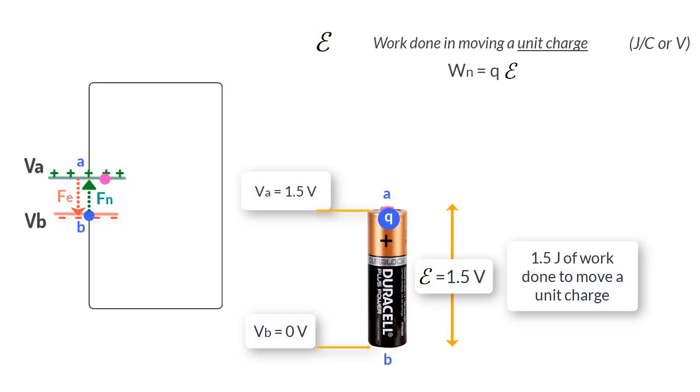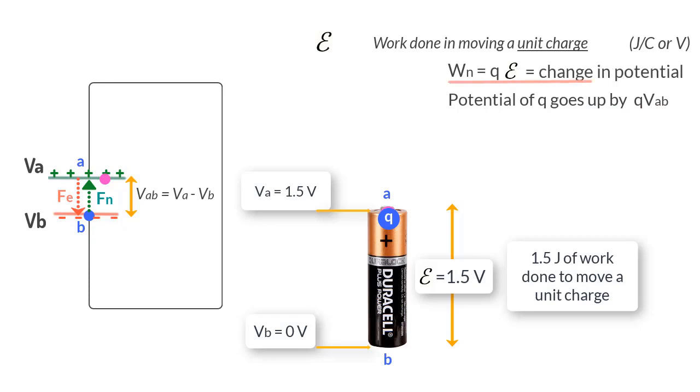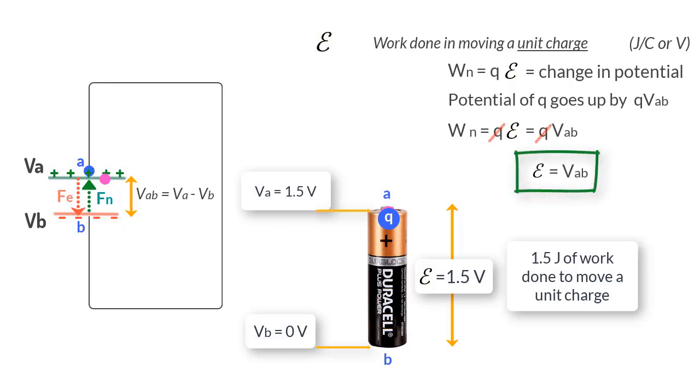Now, since the potential difference between point A and B is VA minus VB, or let's call it VAB, the potential of the charge Q goes up by Q times VAB. And since we just showed earlier that there is no change in kinetic energy of the charge, the work done on the charge by the non-electrostatic force must equal the change in potential, or Q times the electromotive force is equal to Q times VAB, or the electromotive force is equal to VAB.